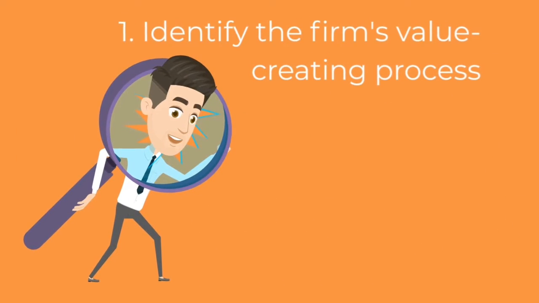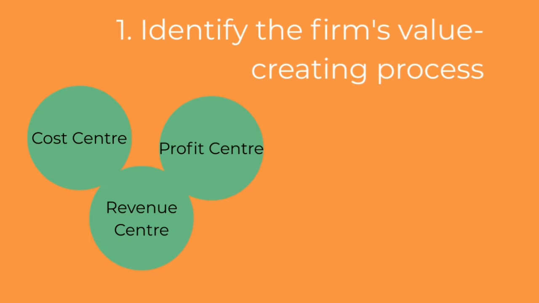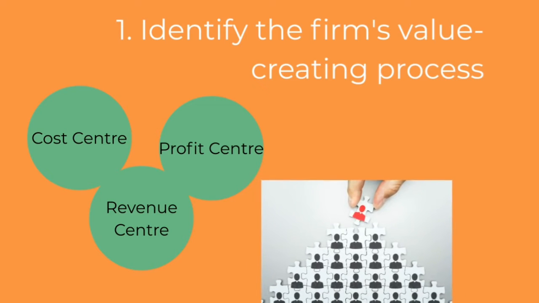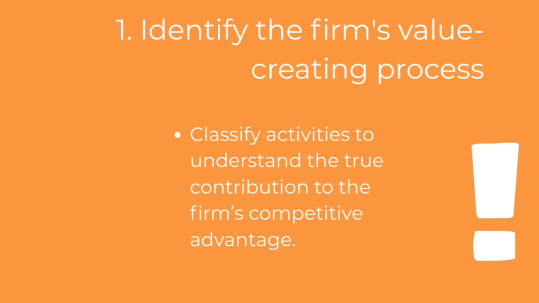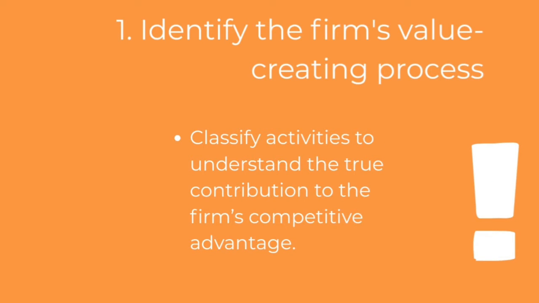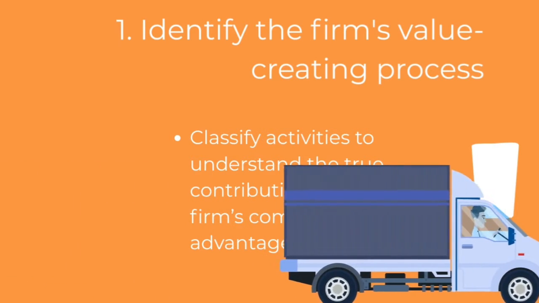First step is to identify the firm's value creating processes. Traditionally, businesses organize themselves into various cost, revenue, and profit centers. The businesses are also organized on functional structures with different layers of hierarchy. This type of classification or organization does not help the firm to understand the contribution of each activity. The key is to classify activities to understand their true contribution to the firm's competitive advantage. For example, firms might have a distinctive advantage in their procurement process or inbound logistics. Clear?